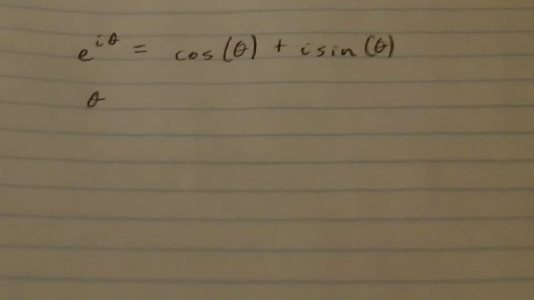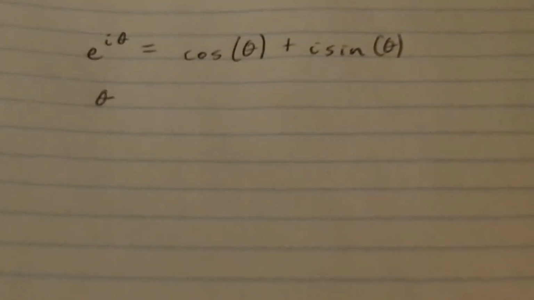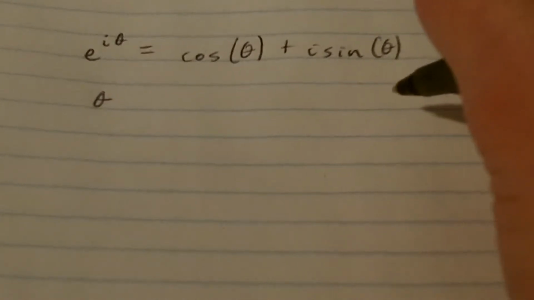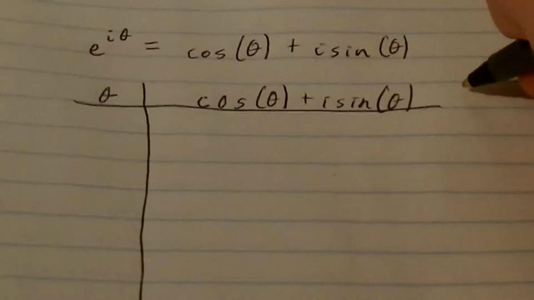And then from that we can measure these two output values, which we can think of as one output value being a complex number, but of course it has two different parts. So let's say theta in one column, and we'll say cosine theta plus i sine theta. Let's just start with 0.